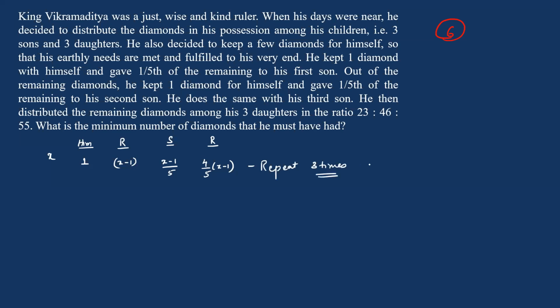And then finally, after 3 times, we will have some diamonds left over. So our job is to search in the question, what is the question talking about? Now, he then distributed the remaining diamonds amongst three of his daughters. So can I say the leftover diamonds were 23x plus 46x plus 55x? Clear? So 20 plus 40 is 60, 60 plus 50 is 110. And this is 124x, the remaining diamonds.